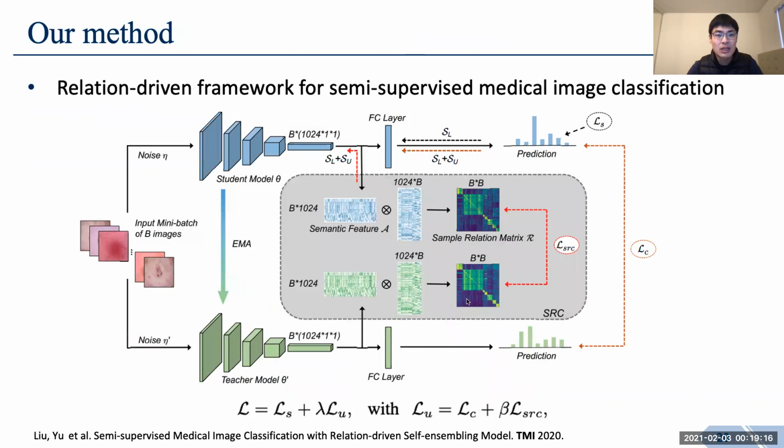This figure shows the framework of our method. We can see this framework is also based on the mean teacher framework. Given the input image, we feed it into the student model and the teacher model so that we get two predictions. Like the traditional method, we use the individual consistency loss to minimize the difference of these two predictions. And besides that, we also add our proposed sample relation consistency scheme. Specifically, we calculate a sample relation matrix from the features of the student model and the teacher model, and then we also minimize the difference of the sample relation matrices.